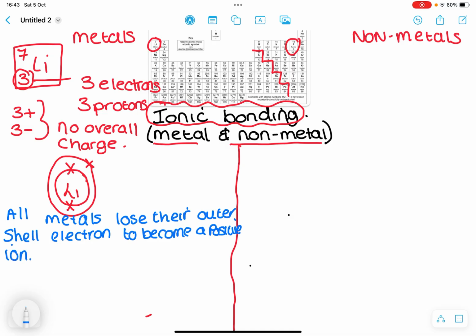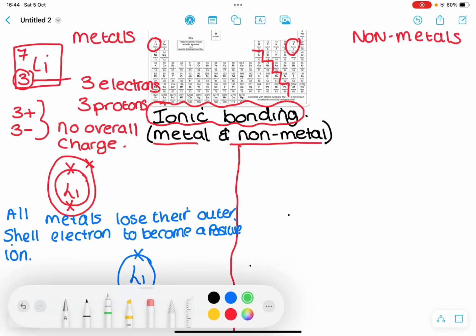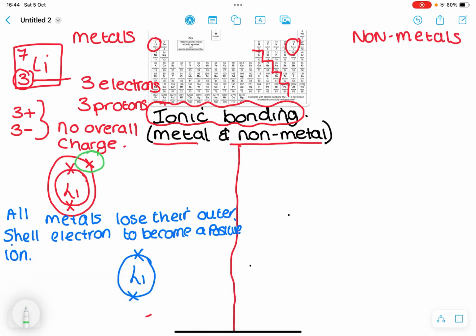Right, so let's draw lithium again, this time as an ion. So lithium is a metal. It has 2 electrons on its inner shell, and we've just said that it's going to lose this 1 electron here, this outer shell electron, so that its next shell, the shell closest to the nucleus, is now full. So this electron here, this outer shell electron, is going to be lost.